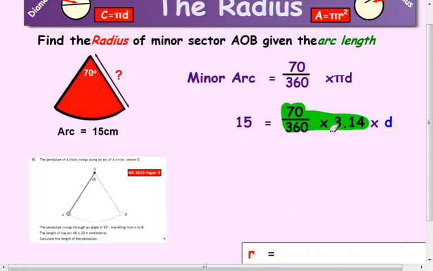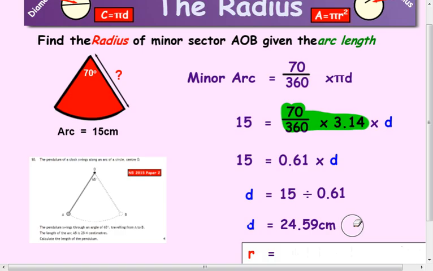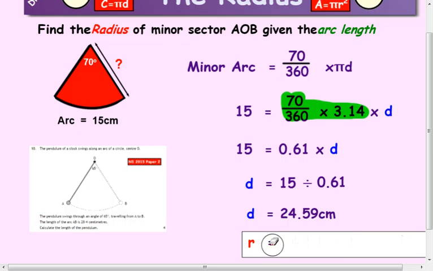So if you work out that highlighted bit, 70 divided 360 times 3.14 in your calculator, write the 15 down again, write the d again, times d, and just that bit becomes 0.61 rounded. A bit of division to work out diameter, so 15 divided by 0.61. And that comes out to be 24.59, you can check in your calculator. And then, because we know the diameter, we can then half to get the radius. And that's it.